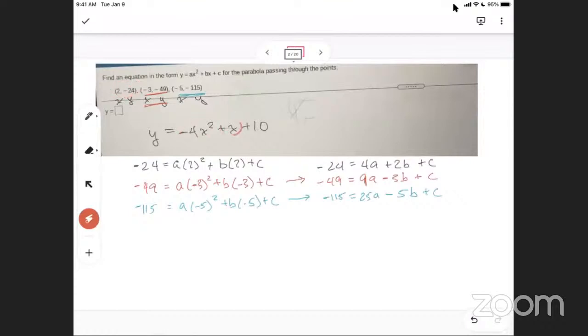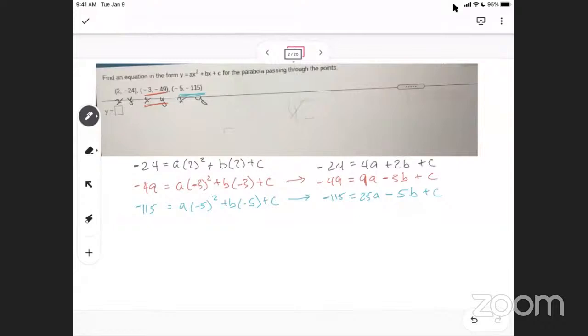I can check if it's right by plugging in these points and making sure that they work. So if I plug in 2, I'm going to get 4 times negative 4, which is negative 16, plus the 2. No, that didn't work. Oh, maybe I did it wrong. If I plugged in 2 here, I should get negative 24. But negative 16 plus 12 is not negative 24. So that is not the correct answer.